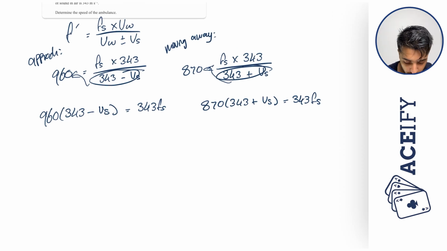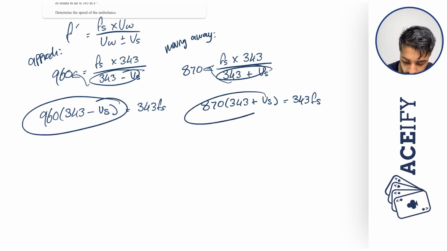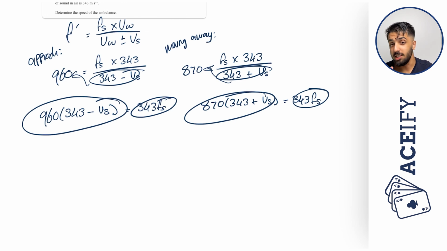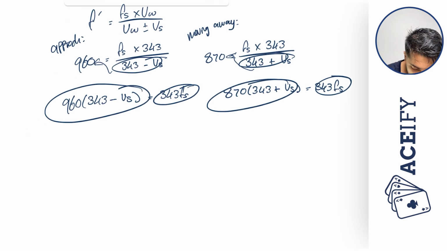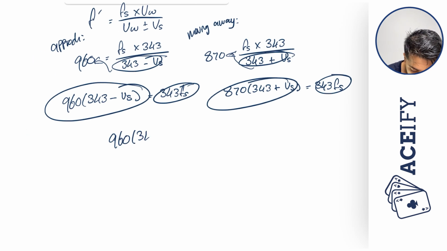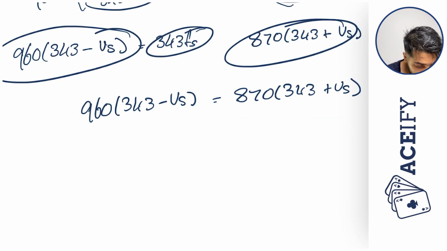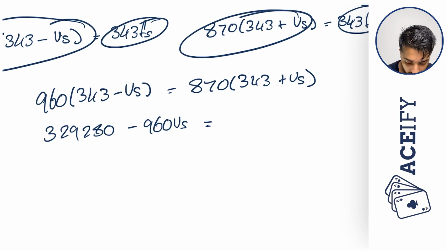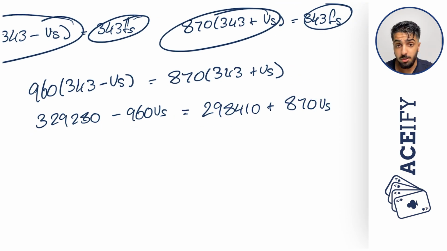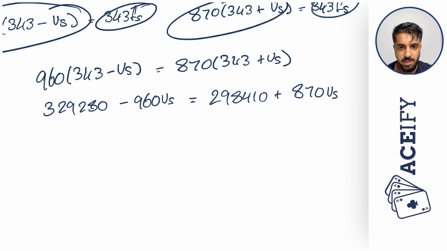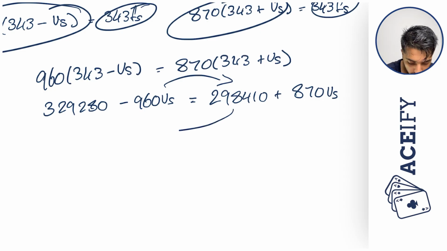Now, as you can see in our two equations, both equations equal 343 Fs. And so we can make them equal to each other. And so 960 times (343 minus Vs) is equal to 870 times (343 plus Vs). Now expanding this out, we get this diabolical number right here, just reading off my calculator, and that's equal to another absolutely diabolical number. Okay, so now that we have one unknown, because we got rid of the other unknown, we can rearrange to put all the unknowns on one side and all the knowns on the other.